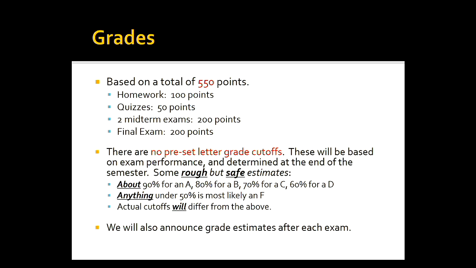Now, some rough but safe estimates are 90, 80, 70, 60, basically assuming that we don't curve anything. If you get a 90, for example, you'll get an A. You won't be disappointed. If you get an 80, you might get an A, probably not, but you won't be too disappointed because it's very unlikely you will get anything lower than a B. So assume 90, 80, 70, 60 for now, and it won't disappoint you. Once again, the actual cutoffs will be determined at the end of the semester.